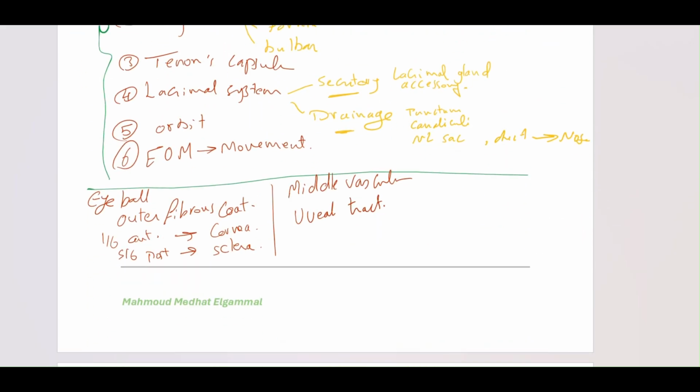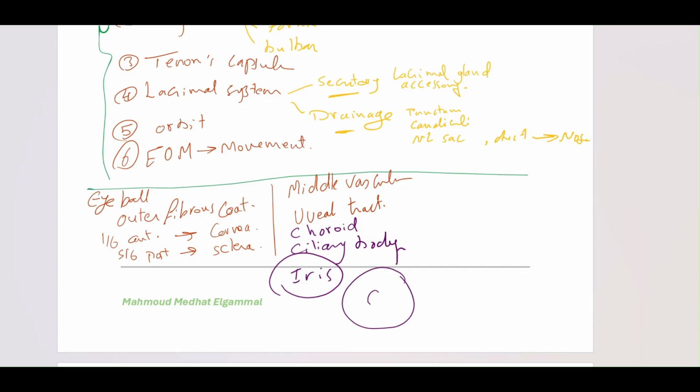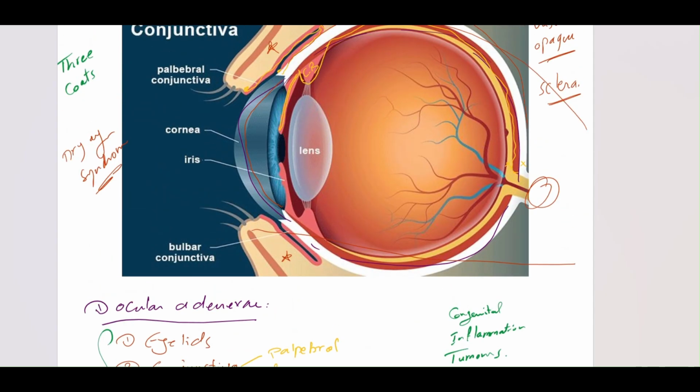So the middle vascular layer is the choroid posteriorly, ciliary body, and iris. In the middle of the iris, as a diaphragm, there is an opening called the pupil. Pupil is like a diaphragm of a camera. It controls the amount of light entering the eye, and there are many neurological and systemic diseases affecting the function of the pupil.